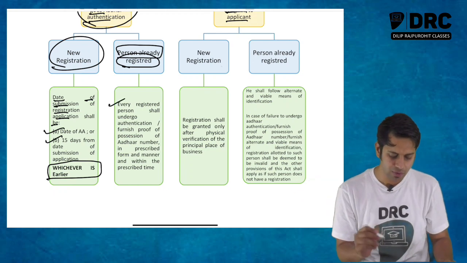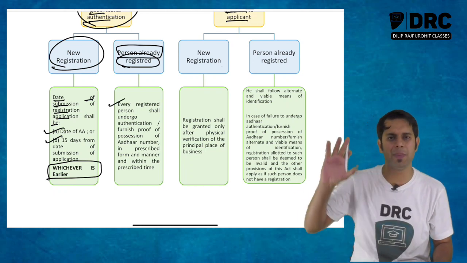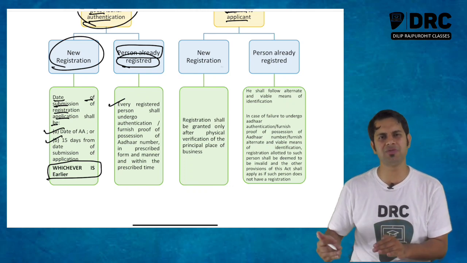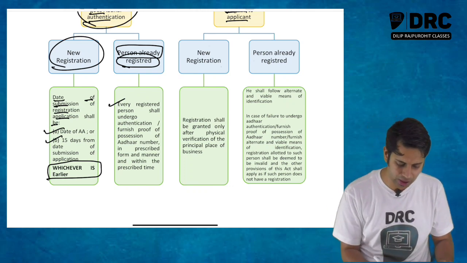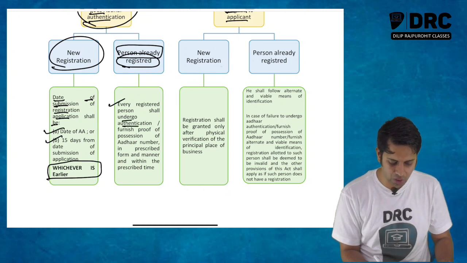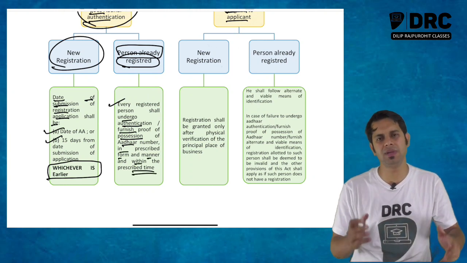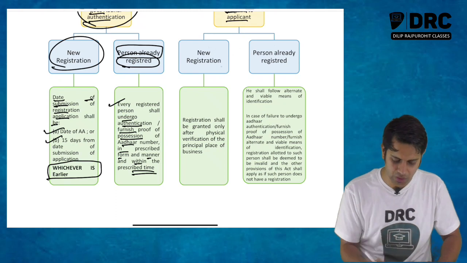In such cases where every registered person, they will prescribe that you are also required to do Aadhaar authentication within that particular time. Nothing has been prescribed as of now, so you can ignore it. Every registered person shall undergo authentication or furnish the proof of possession of Aadhaar in the prescribed form and manner within the prescribed time. Within the prescribed time, in the prescribed form, they are required to give that particular details.